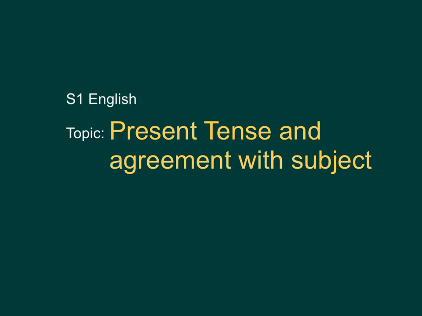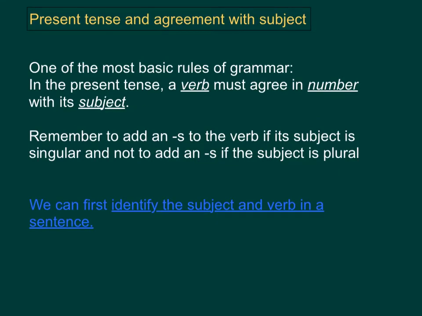Today's topic is present tense and agreement with subject. 喺英文嘅寫作同埋語法練習上面，學生可能冇辦法獲得喺主語 subject 同埋動詞 verb 上面嘅正確一致。喺今堂，我哋會練習運用語法最基本嘅規則之一。In the present tense, a verb must agree in number with its subject.